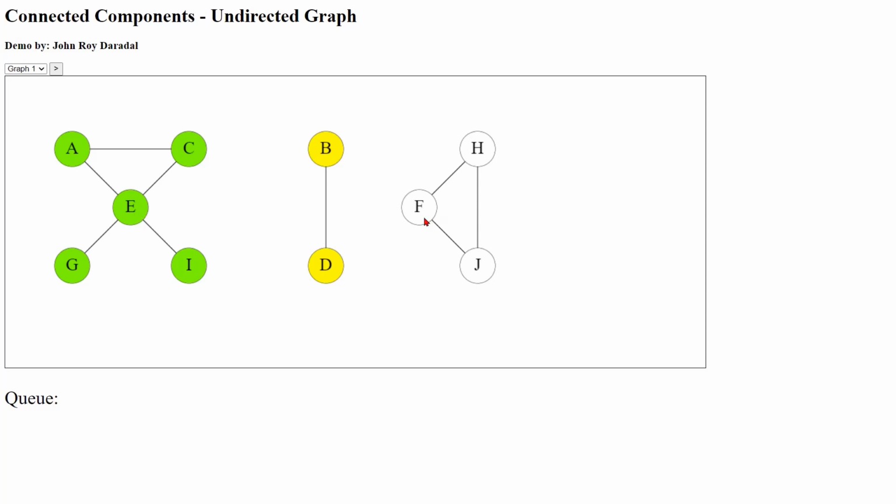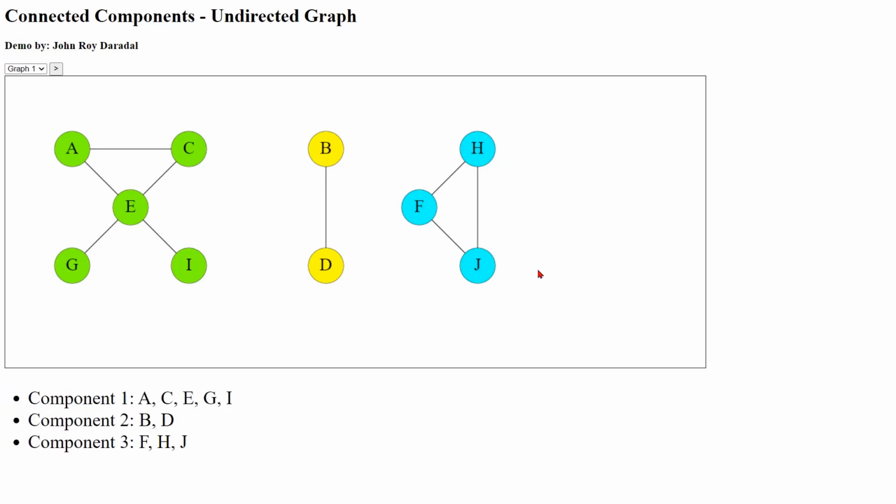So we'll go to the next one, which is F. So at F, we will uncover H and J. And then from H, there's nothing to add. And then from J, there's nothing to add. So we have also discovered the three nodes that are part of the same component. So now, we are done with the connected components.